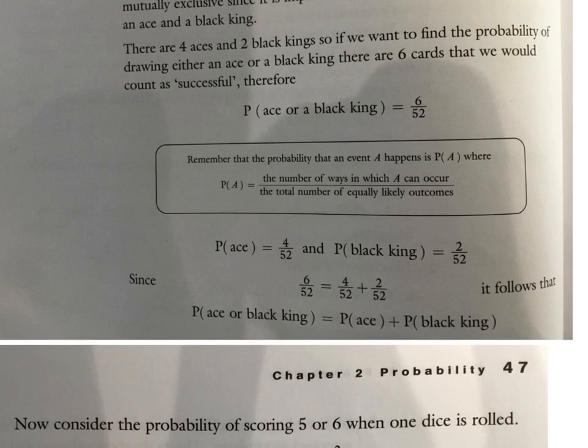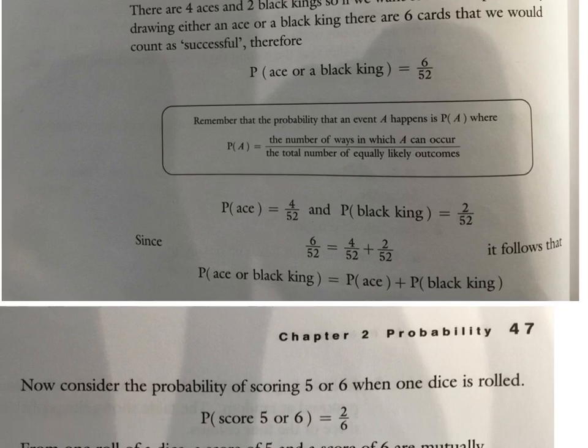And then, since 6 over 52 is 4 over 52 plus 2 over 52, it follows that the probability of getting an ace or a black king is the same as just simply doing the probability of an ace plus the probability of a black king. Hopefully that makes sense.